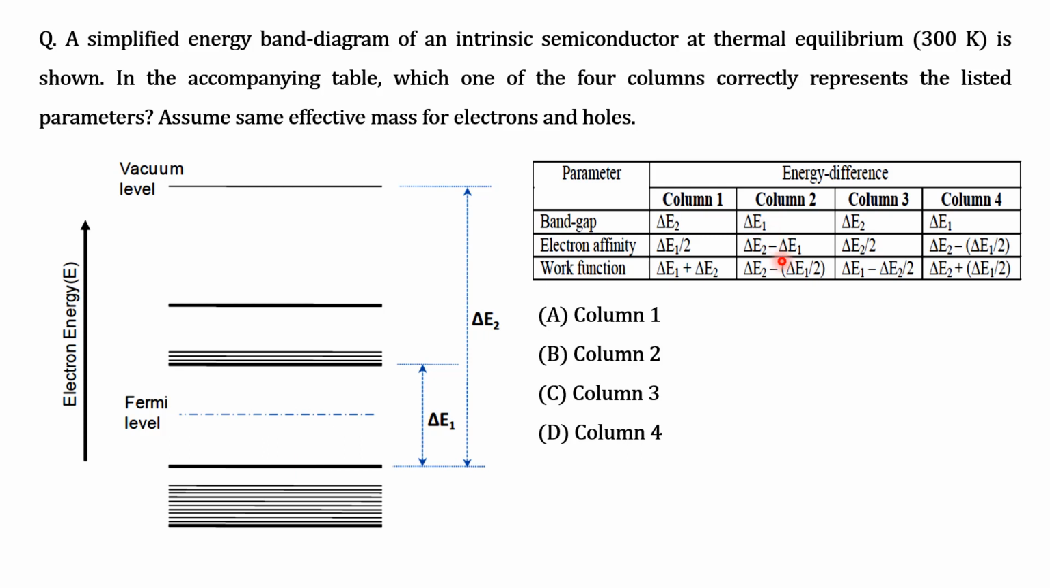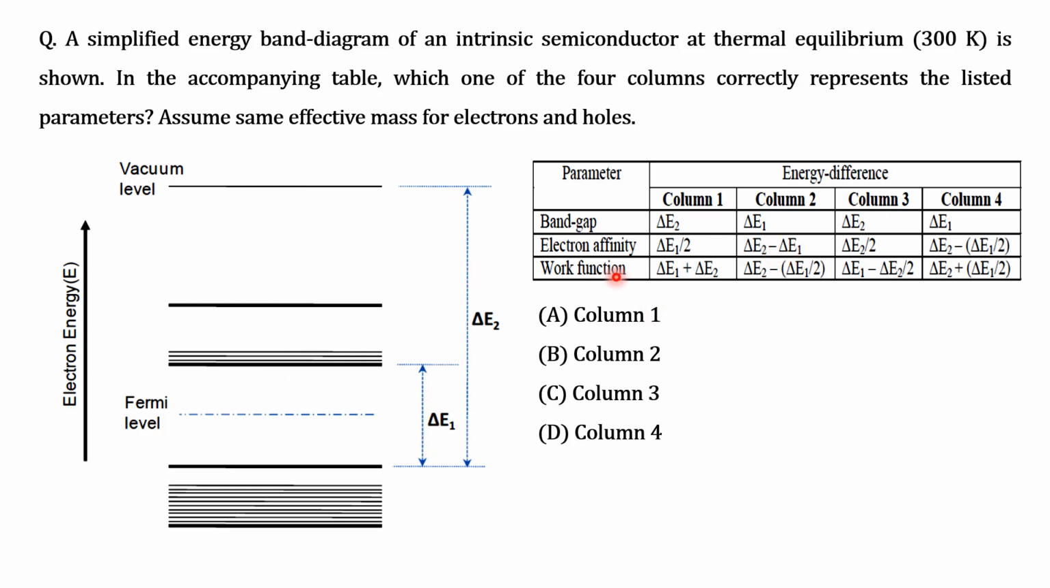Next is electron affinity. Electron affinity means that we are removing an electron from the conduction band minimum to the vacuum level. So the distance will be from this point to this point. So how do you take that? Delta E2 minus delta E1. So that is this case.